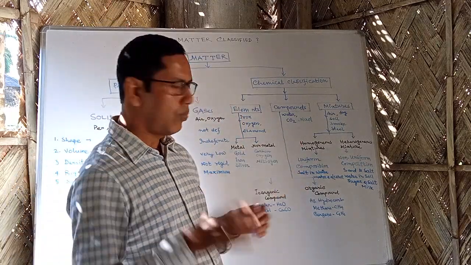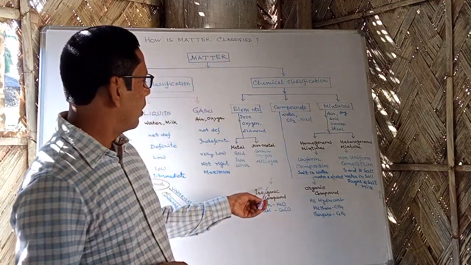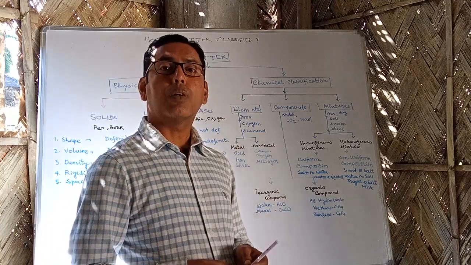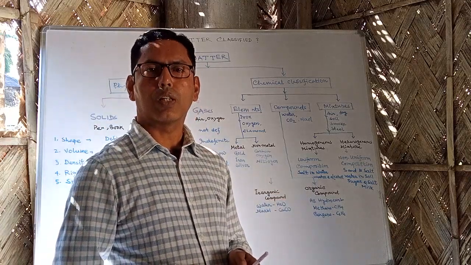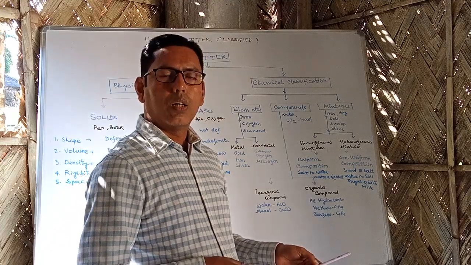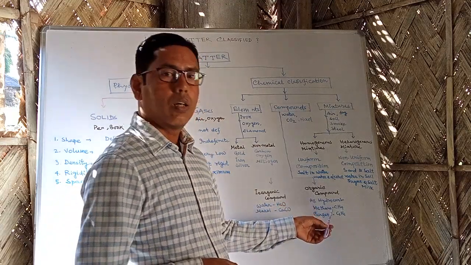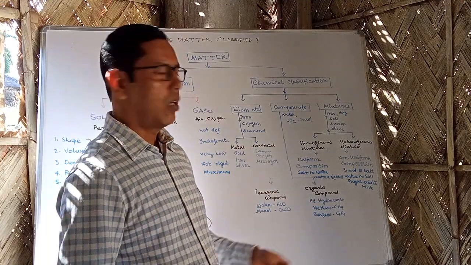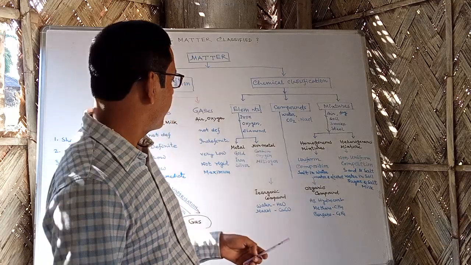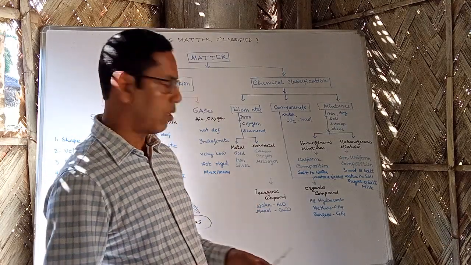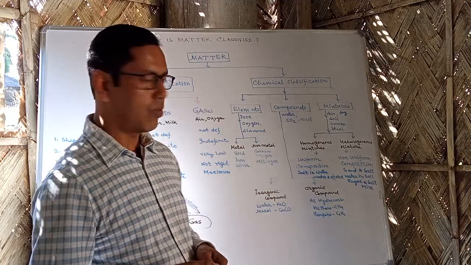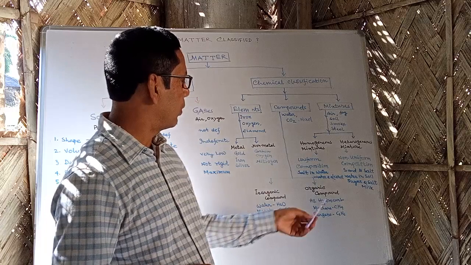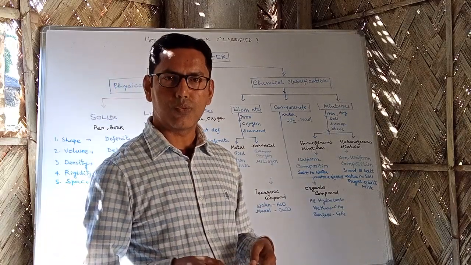Then compounds are of two types: inorganic compounds and organic compounds. Organic compounds means carbon-containing compounds, and other compounds are known as inorganic compounds. Water is an inorganic compound, marble is an inorganic compound. Organic compounds are all hydrocarbons, then methane, benzene, which are organic compounds.